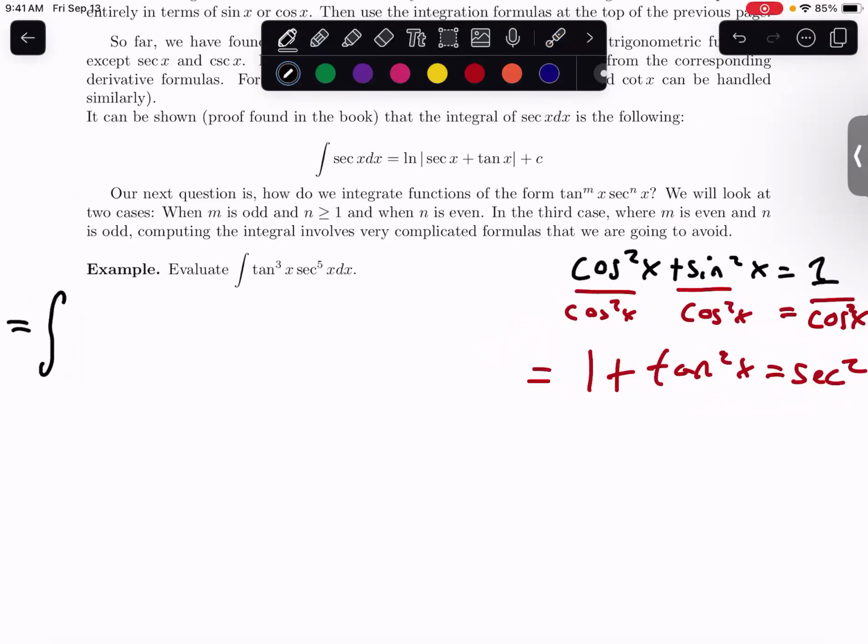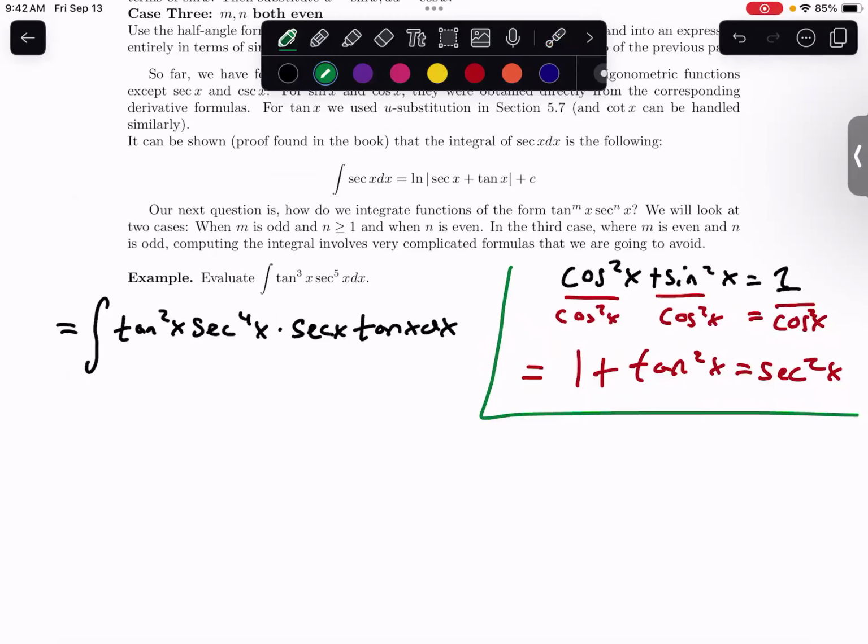And so let's see what happens if we factor out a tangent and a secant. If we do that, we get tangent squared of x times secant to the 4th power of x, and then you multiply by secant of x times tangent of x dx. Let me put a box around this. Okay. And so if we have the following integral, what do we want our u to be equal to in this case? Yeah, we want it to be secant.